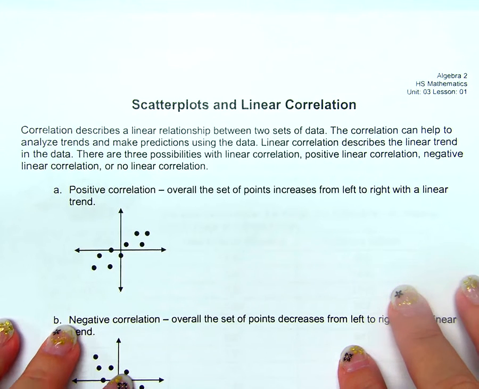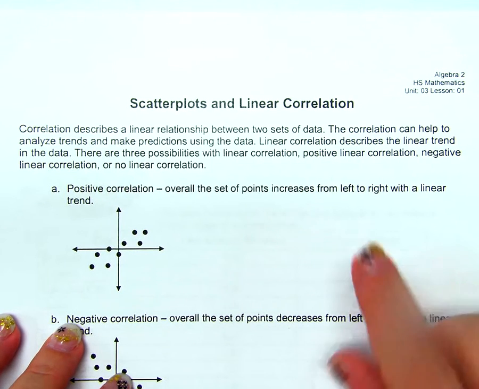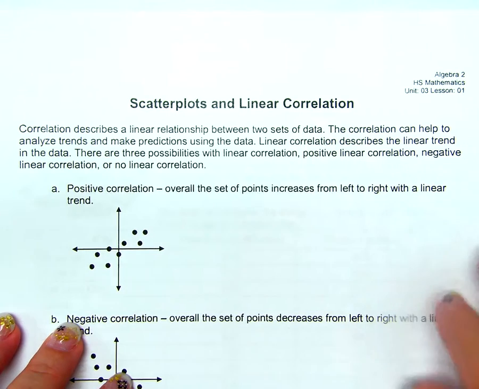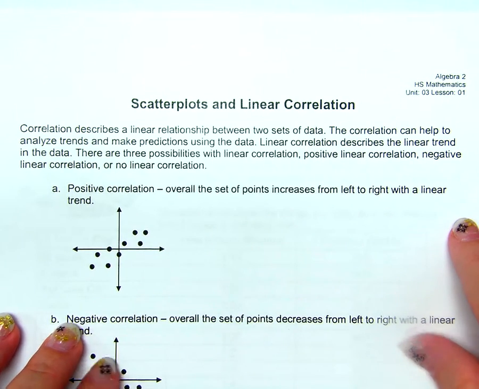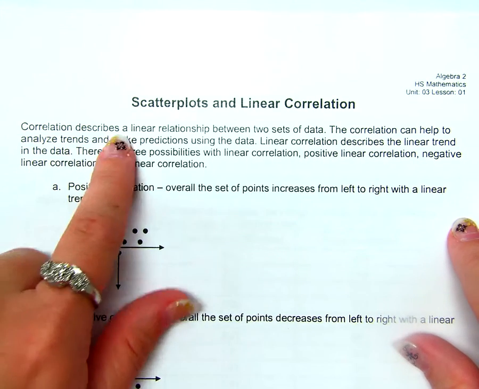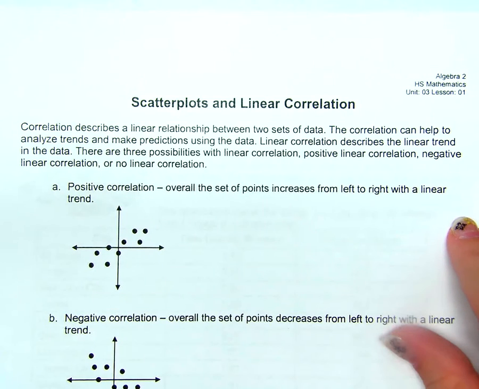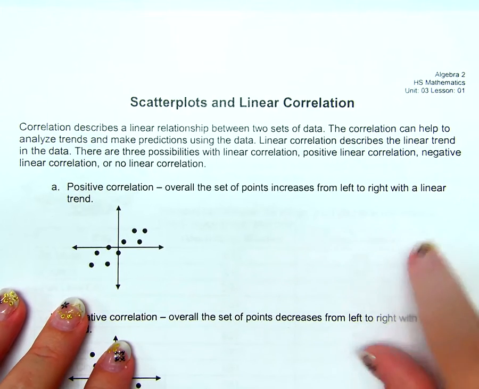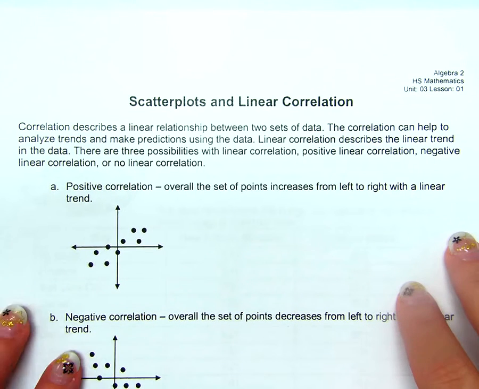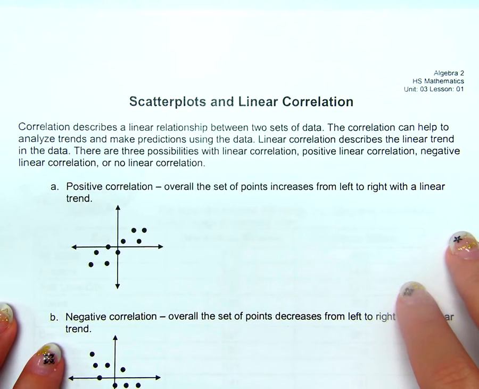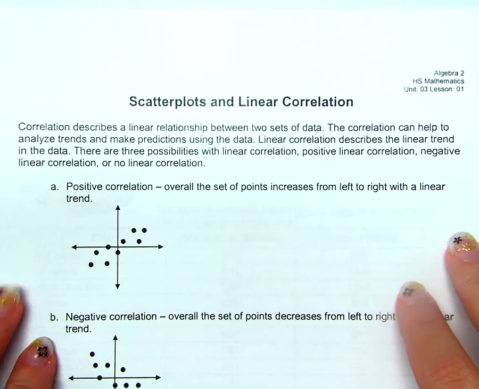So the only word we really have trouble with there is correlation. Well, guess what? That's what we're learning about. So let's make sure we understand it. Okay? Correlation describes a linear relationship between two sets of data. So a correlation is a relationship. The correlation can help to analyze trends and make predictions using data. Linear correlation describes the linear trend of the data.